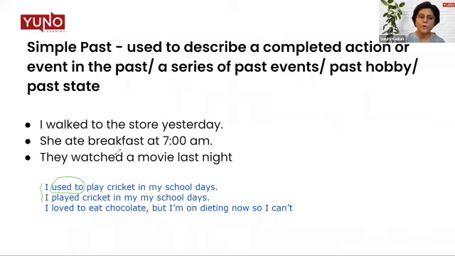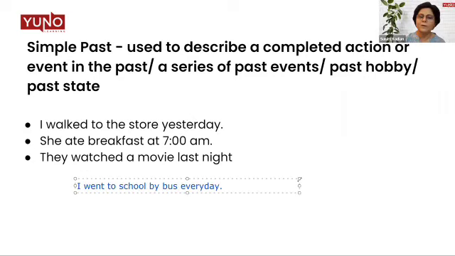Good. They watched a movie last night, so we're talking about past only. It's a past event, past fact. We use this. I went to school by bus every day. When? When I was a child. Then the sense is complete, right?